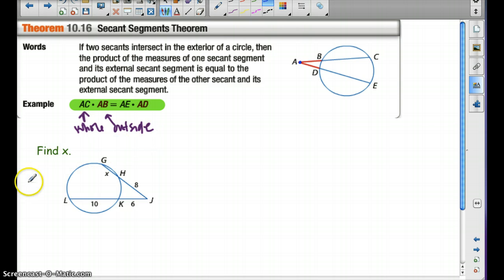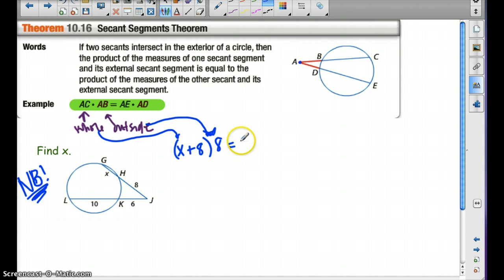So now we're going to do this in our notebook. I'm going to put NB for notebook. Write that in your notebook. And we're going to set it up using this theorem. So here what we could do is take x plus 8, the whole thing, times the outside, so that'd be 8. So notice this is the whole here, and this is the outside. Okay, equals the whole thing, which would be 10 plus 6, which is 16, times 6.